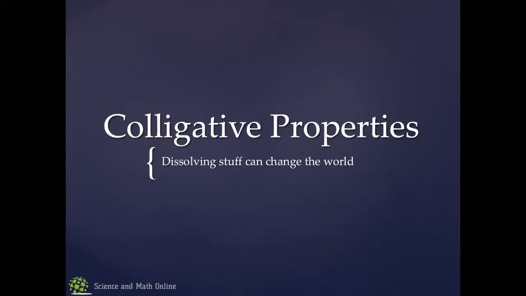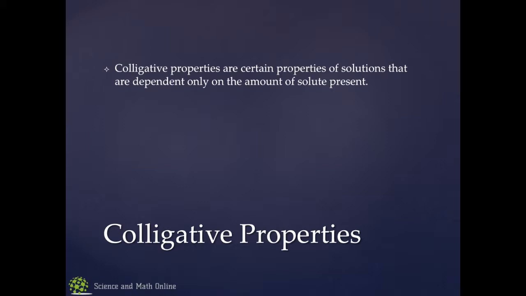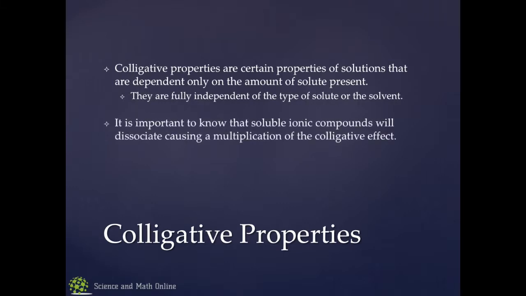Colligative properties are properties where when we dissolve things into a solution, it changes its properties. And these are very specific properties. Colligative properties are things that are dependent on only the amount of solute present, meaning that these things are the same whether you've got sugar water, salt water, or something else dissolved in the water. It doesn't matter. As long as it's the same amount, then that's all that matters. It is fully independent of what thing you put in it. And so that's important to know.